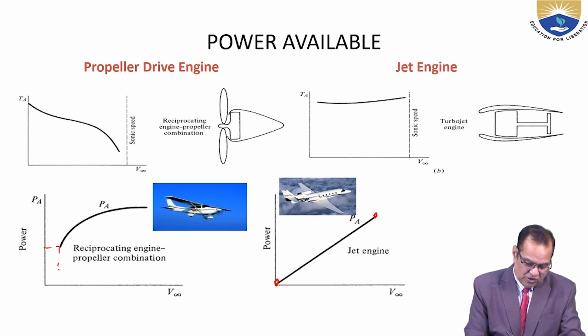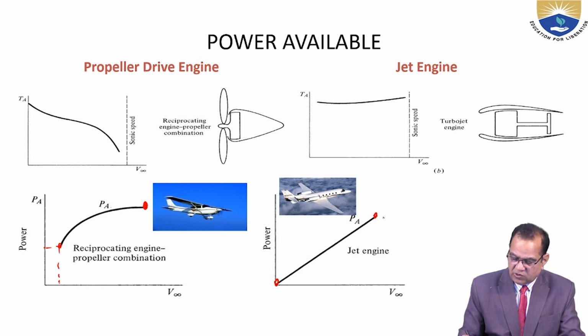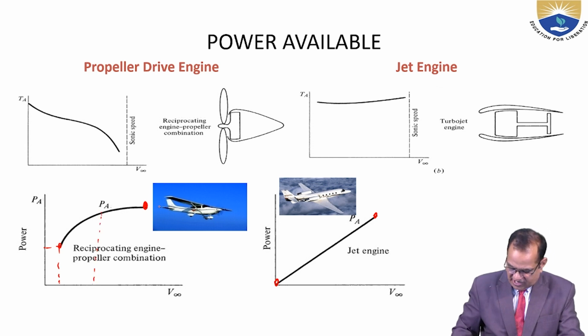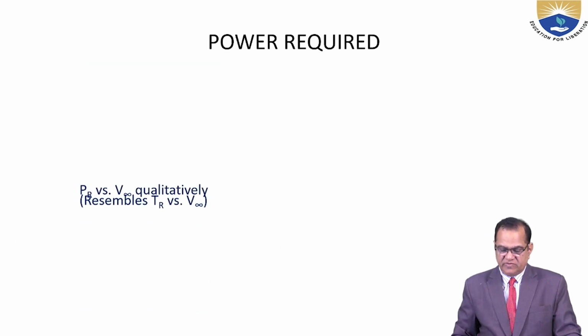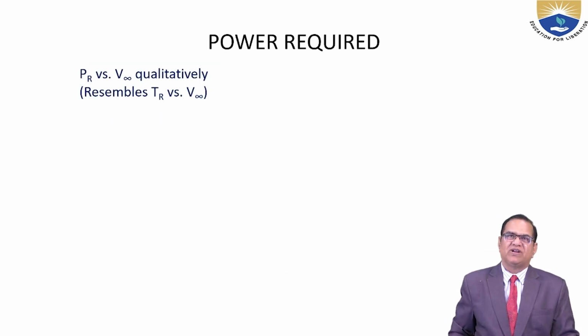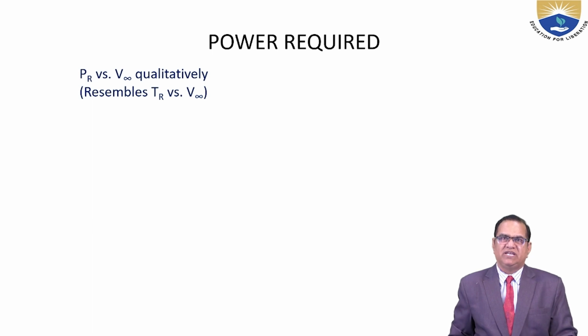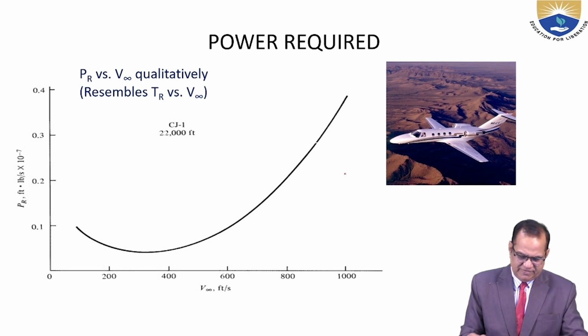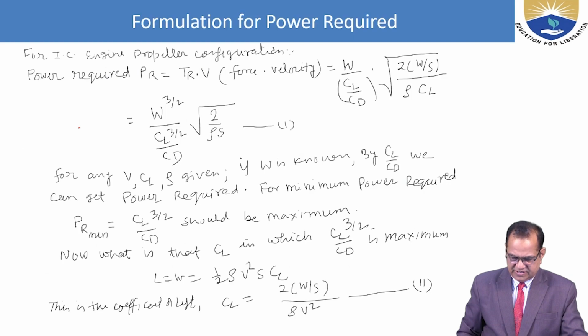Here at the 0, you have this much speed required. It will go up to here only. But it is straight; as you increase the speed, it keeps increasing. And here it increases up to a certain point and then starts falling down. Power required versus V infinity qualitatively resembles the same as TR. It is almost the same. Power required is like that.